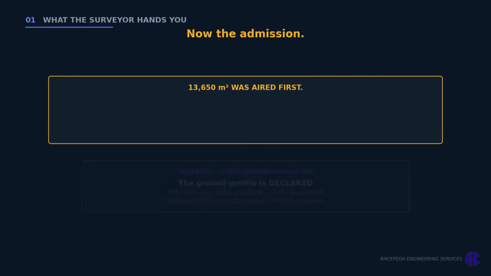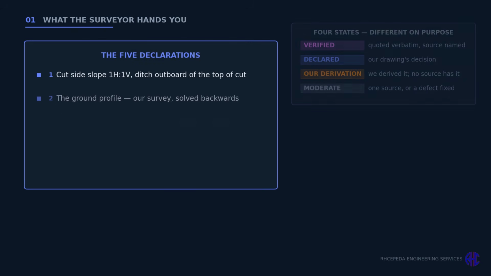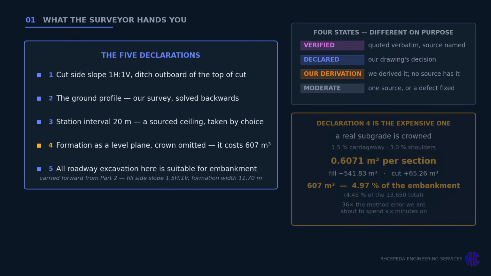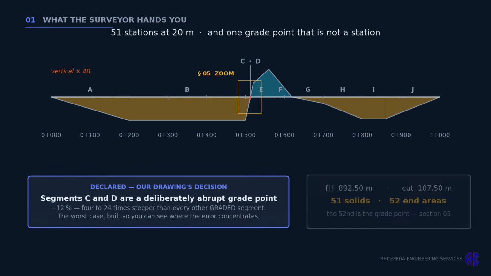13,650 was aired. What we invented is a profile that produces it. Nothing here discovers the total, the split is the finding. 5 declarations, 1 card. The costliest is the flat subgrade, a real one is crowned, worth 540 cubic meters, 30 times the error we are hunting. And that plunge into cut is deliberate, the worst case, so you can see where the error concentrates.